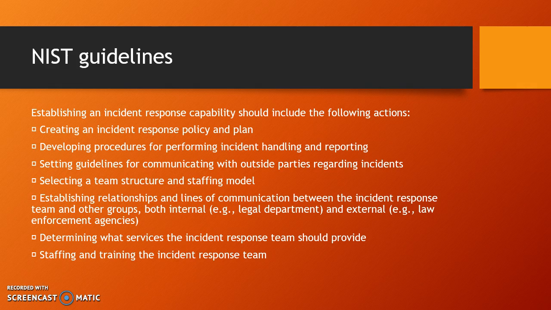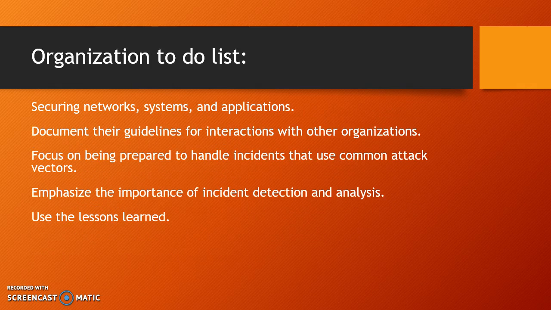Obviously, we have to develop procedures, set guidelines, select a team structure, establish relationships and the lines of communication, determine what services the team will provide, and then you have to staff them and train them. Organization to-do list. Obviously, the organization has to secure the network, systems, and applications. That's the point, right? But we have to document their guidelines for interactions with other organizations. This is where the policy comes in.